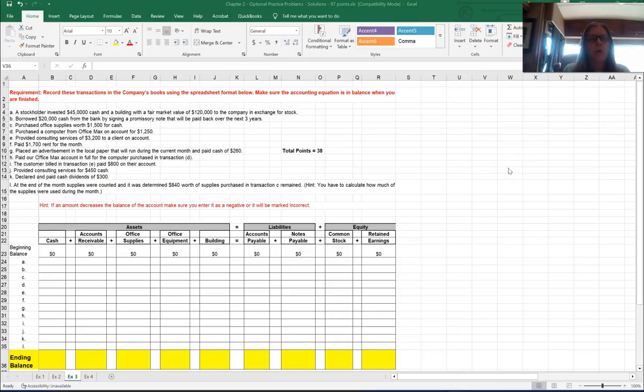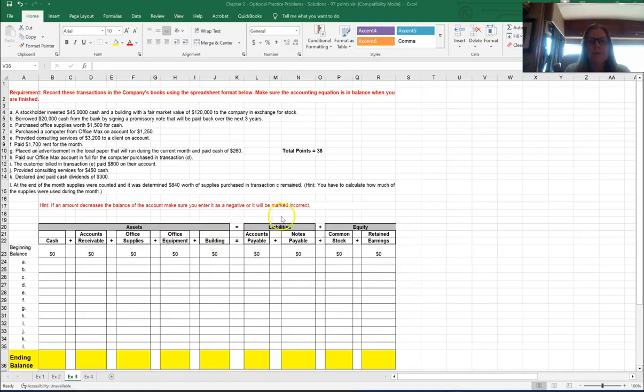Okay, in this video we're going to go through starting to read business transactions and recording them. You'll see down here I have some columns laid out. We have some assets, right? These are things that the company owns. We have cash, accounts receivable, office supplies, office equipment, and building.